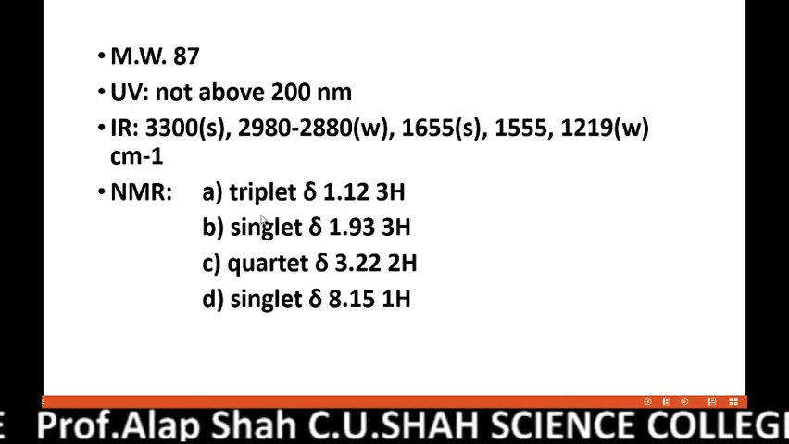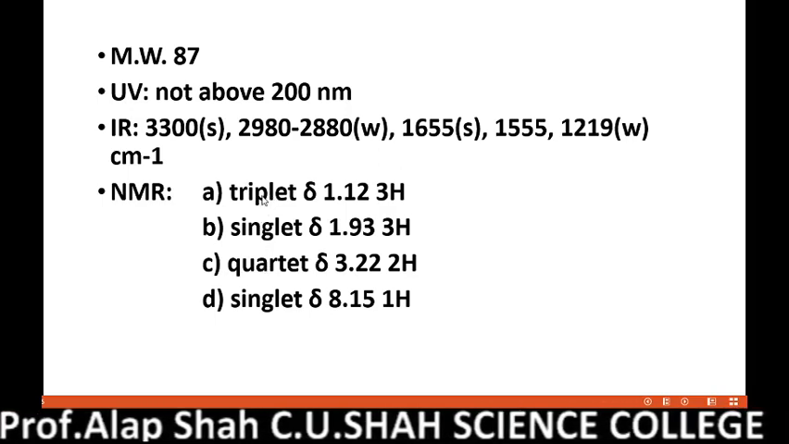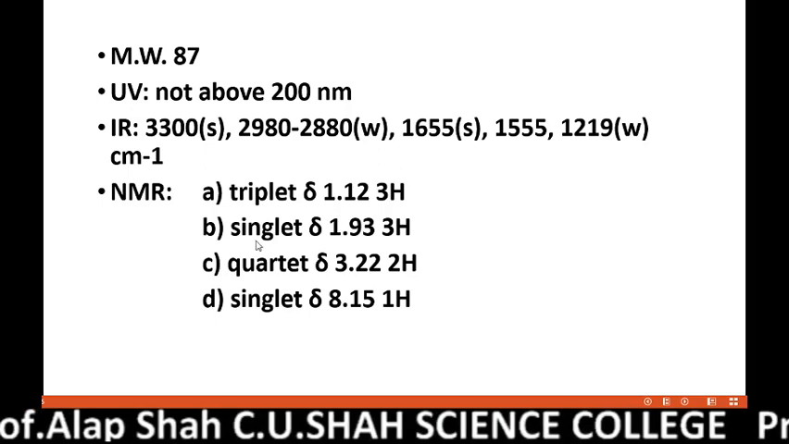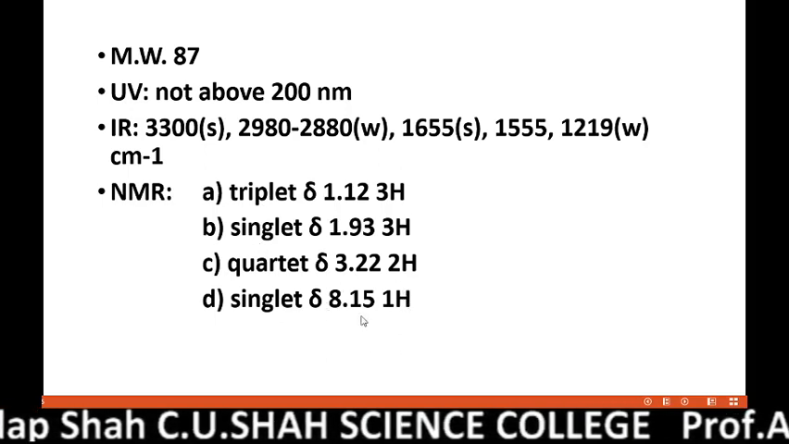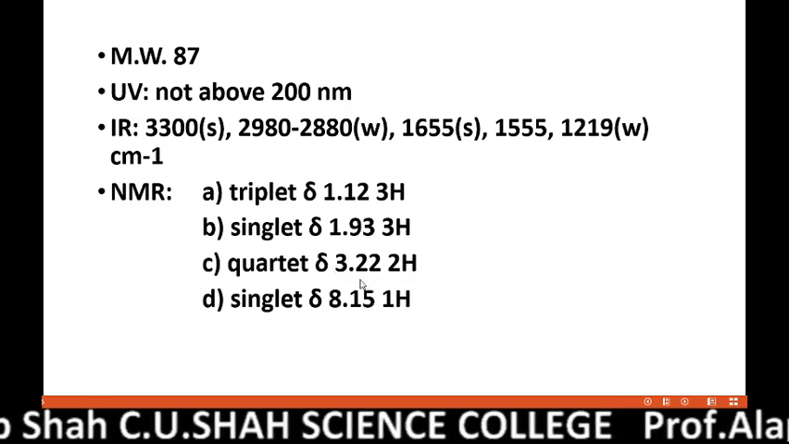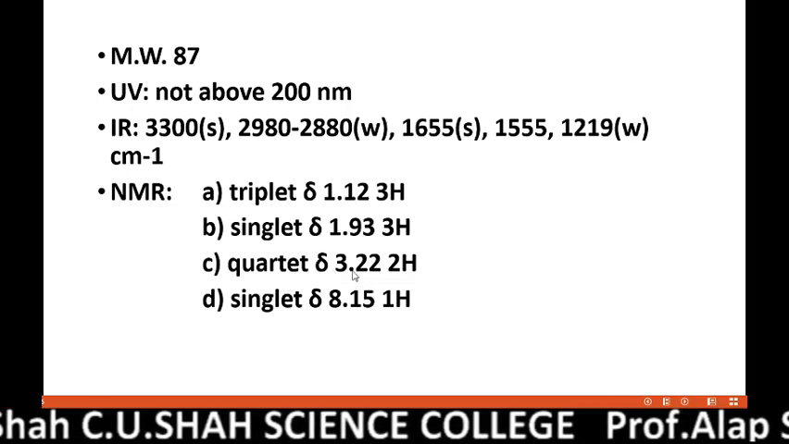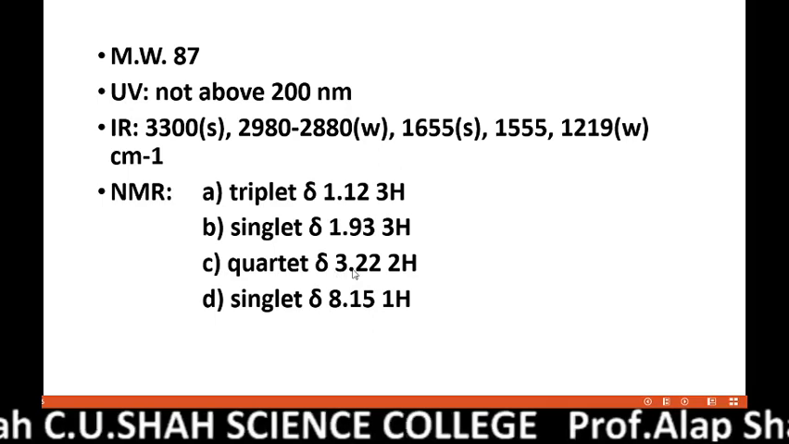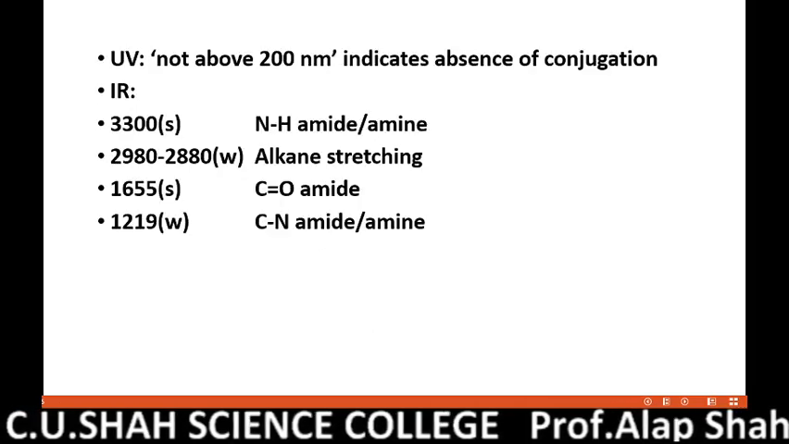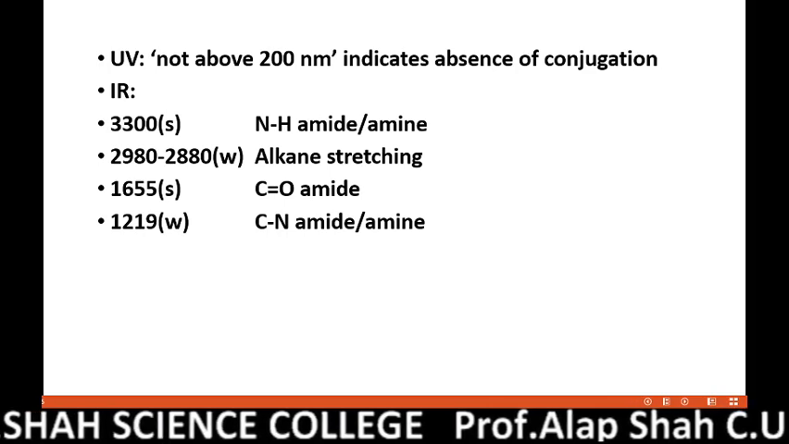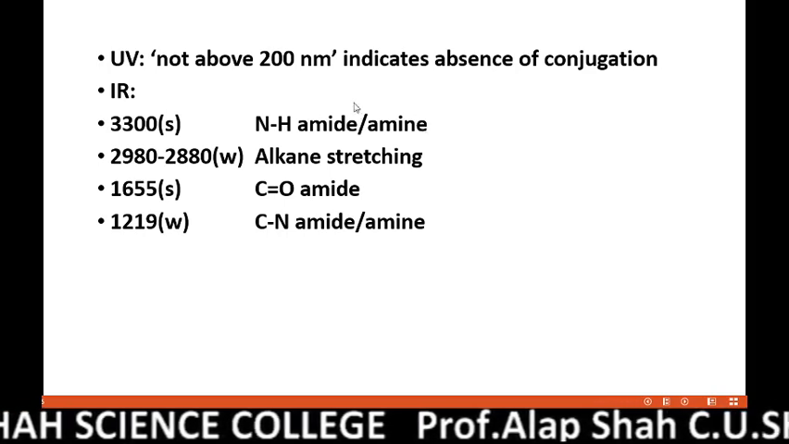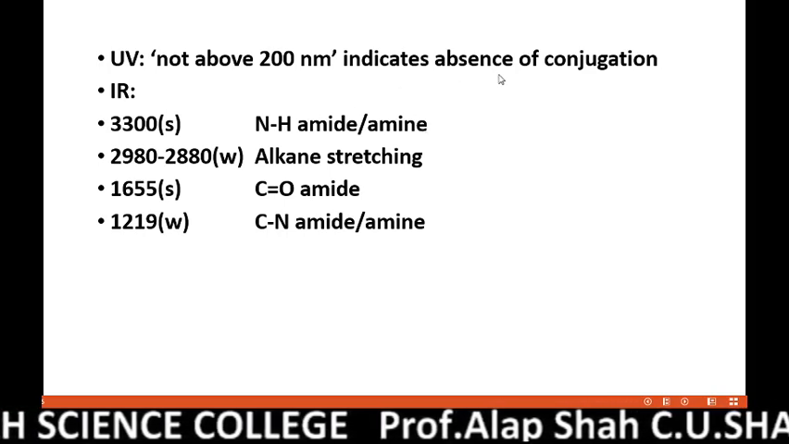Triplet and quartet, we already know that together they indicate presence of an ethyl group. And we will also remember that this 1H has a characteristically high delta value. So keeping these things in our mind, let us solve the problem. As I already mentioned, not above 200 nanometer, this sentence indicates absence of conjugation.